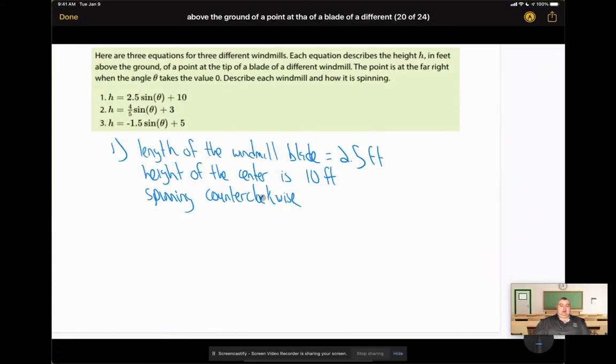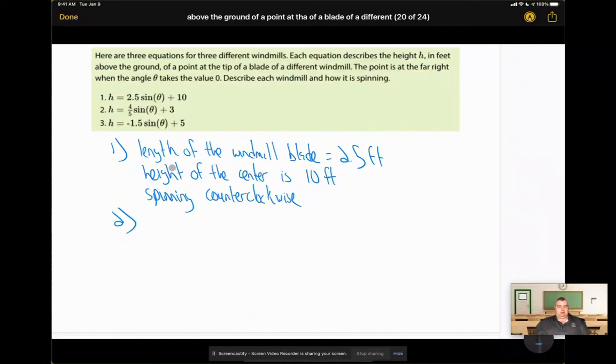So for number 1, the blade has a length of 2.5 feet. The center of the windmill is 10 feet above ground. And it's spinning counterclockwise. Okay, let's go to number 2 now.